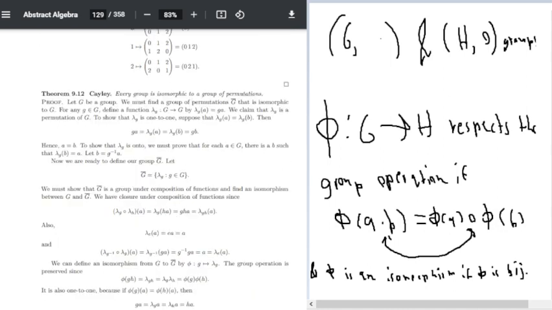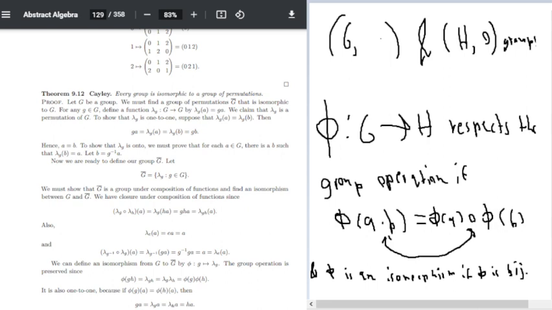This is part of why, if you had watched the video on permutation groups, I had stressed that result so strongly, because that is in fact a preview of Cayley's theorem. So, theorem 9.12, Cayley: every group is isomorphic to a group of permutations. Proof. Let G be a group.